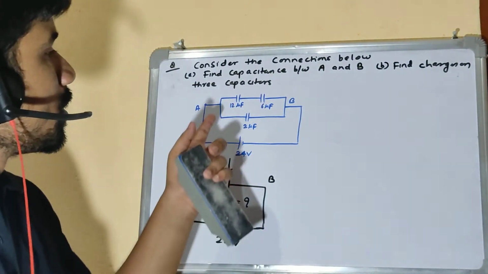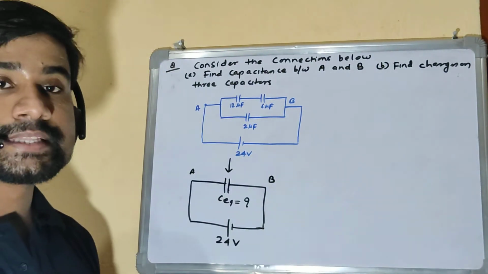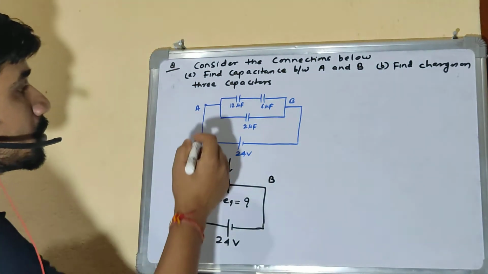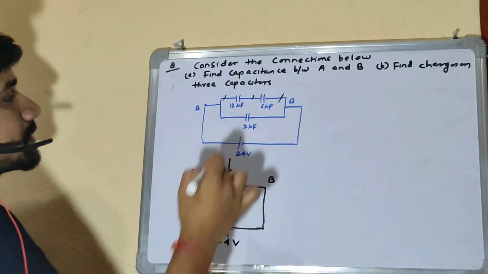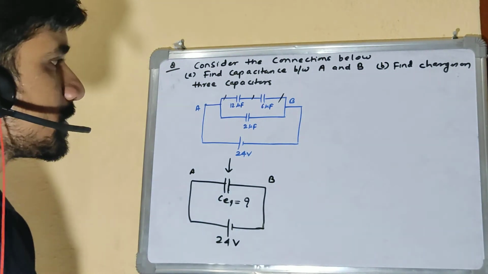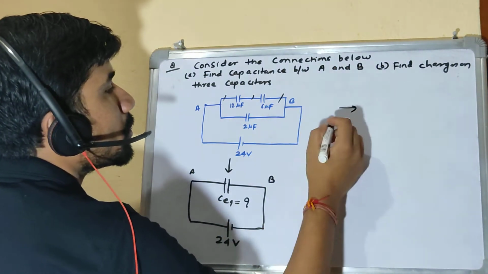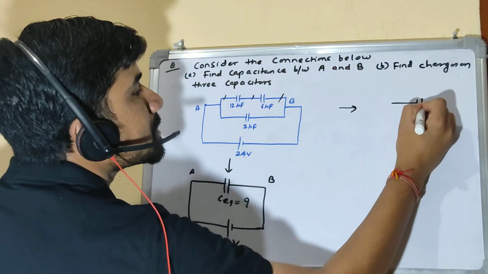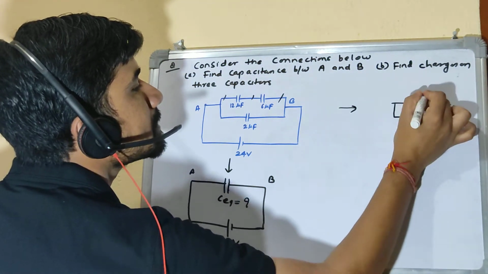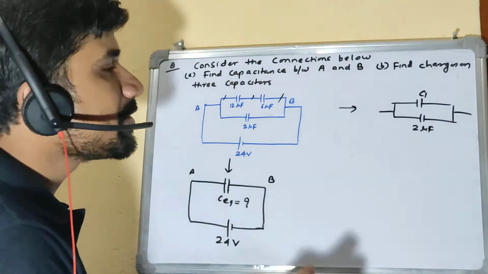You know the 12 microfarad and 6 microfarad capacitors on the top are in series, right? You can easily say they are end-to-end connected. So this is an end-to-end connection, so these capacitors are in series. If I make these capacitors as one and then parallelly connect a 2 microfarad, can I do it? Let's say this is C1. Can I make it like this? And what will be the value of C1?